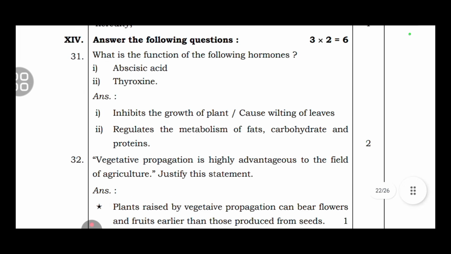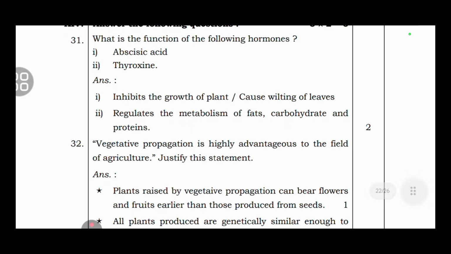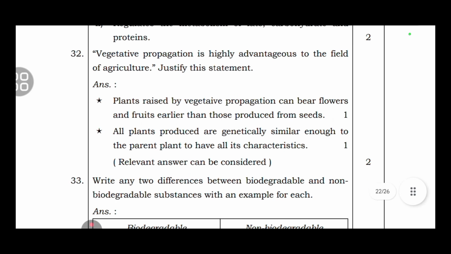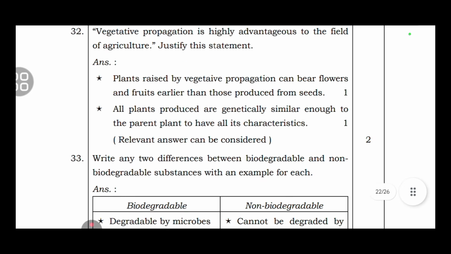Coming to the 2 marks questions. What is the function of the following hormones? Abscisic acid and thyroxine. You should explain the function of those hormones. Coming to 32, vegetative propagation is highly advantageous in the field of agriculture. Justify the statement. Here is the answer.